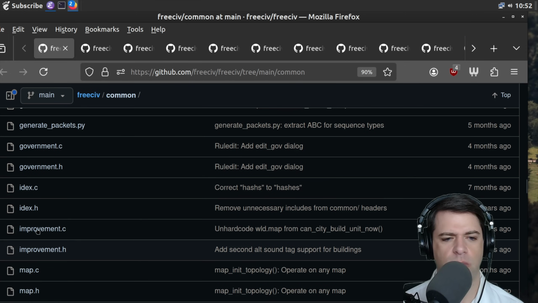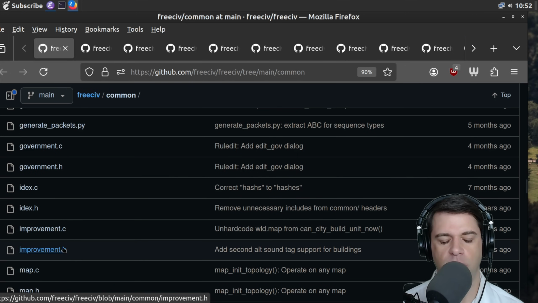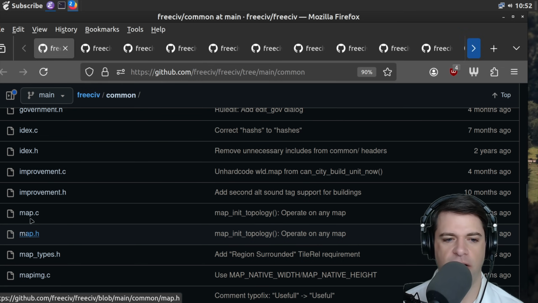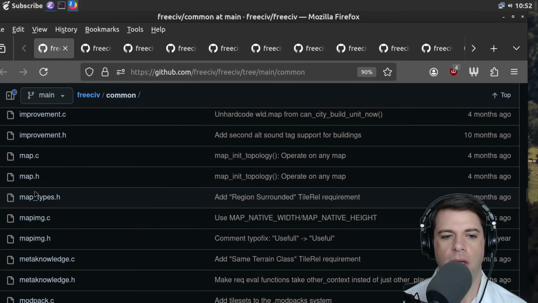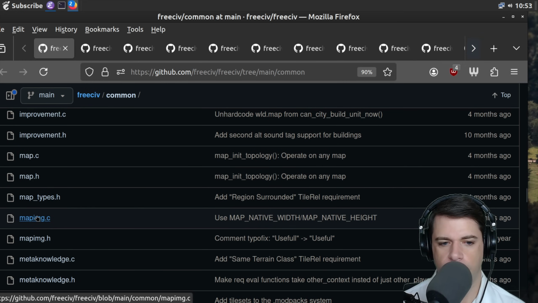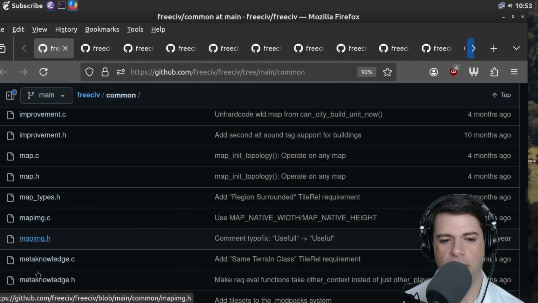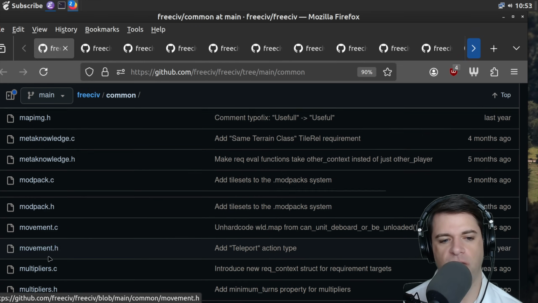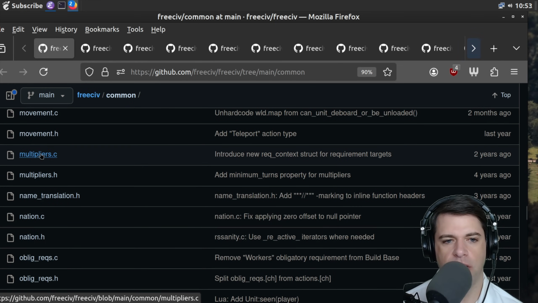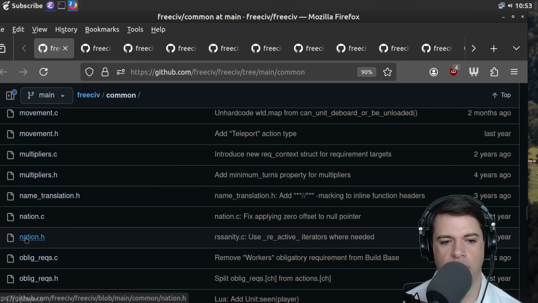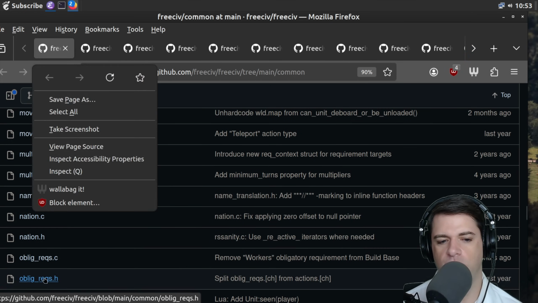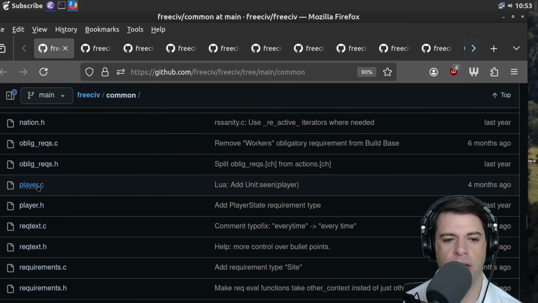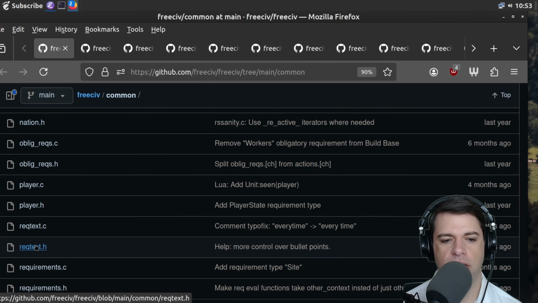IDEX is presumably a spelling of index. Improvement might be things that you learn in Freeciv. We have maps, which are going to have presumably tiles. Map types, map image, meta knowledge. We'll look at that. We'll just look at, I guess, a lot of these. Movement, sure, we'll look at movement. Multipliers might be interesting. Nation will definitely be interesting. Oblig recs, obligatory maybe requirements, maybe things you have to learn. The player will look at rec text, I guess.